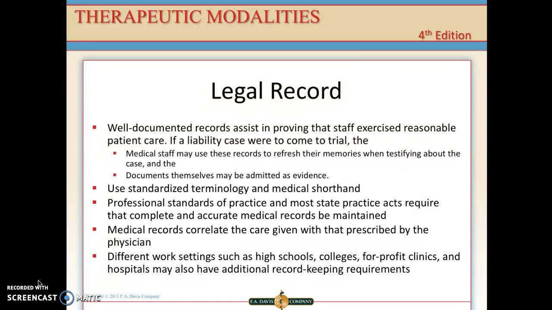That assumes that sometimes physicians are referring patients to athletic trainers. There are different work settings such as high schools, colleges, for-profit clinics, and hospitals that may have additional record-keeping requirements. A real basic example of that is when I was working at Amelia, they really didn't care at all if I had medical documentation for the athletes as far as the treatment that I was giving in the athletic training room. What they cared about was that I completed the insurance form for the school. It was called an incident report form, so that the school could then file with their insurance company to reimburse the student for any out-of-pocket expenses.